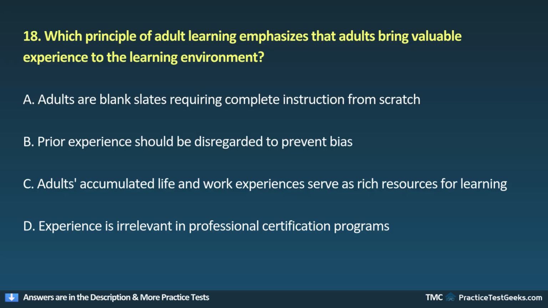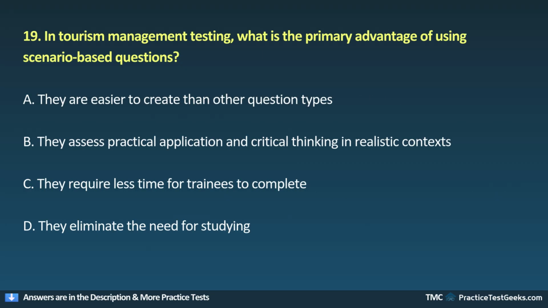18. Which principle of adult learning emphasizes that adults bring valuable experience to the learning environment? A, adults are blank slates, requiring complete instruction from scratch. B, prior experience should be disregarded to prevent bias. C, adults' accumulated life and work experiences serve as rich resources for learning. D, experience is irrelevant in professional certification programs.